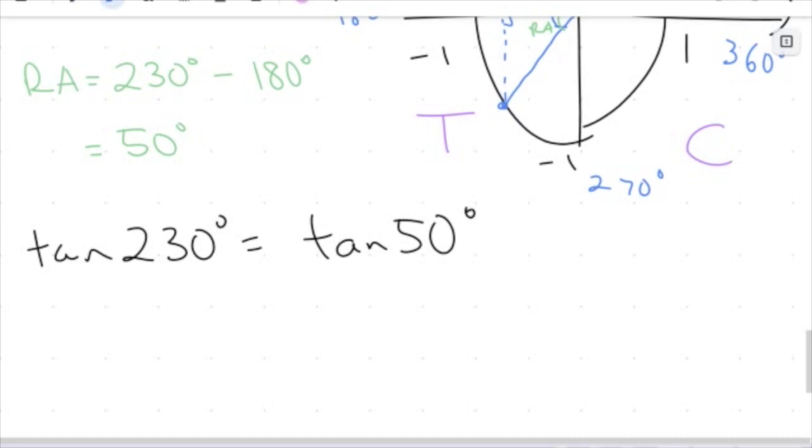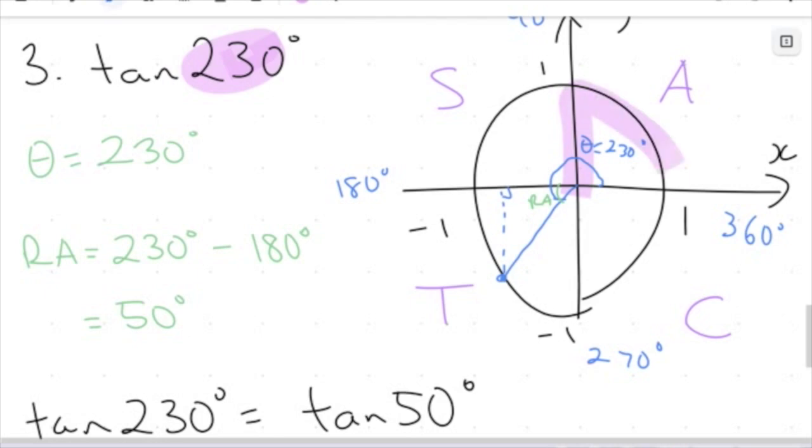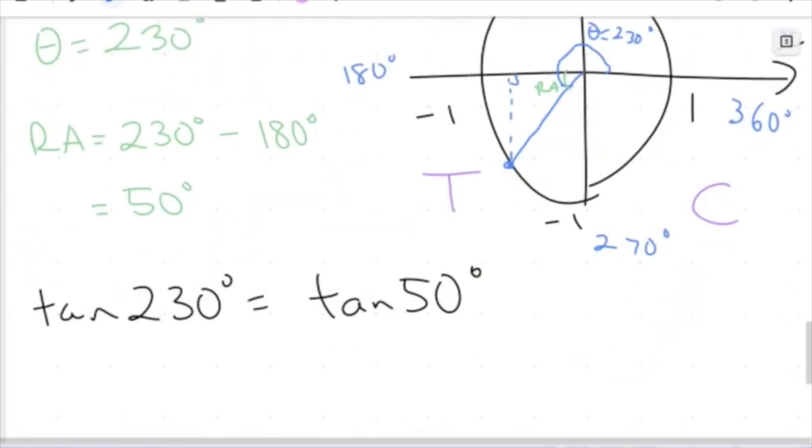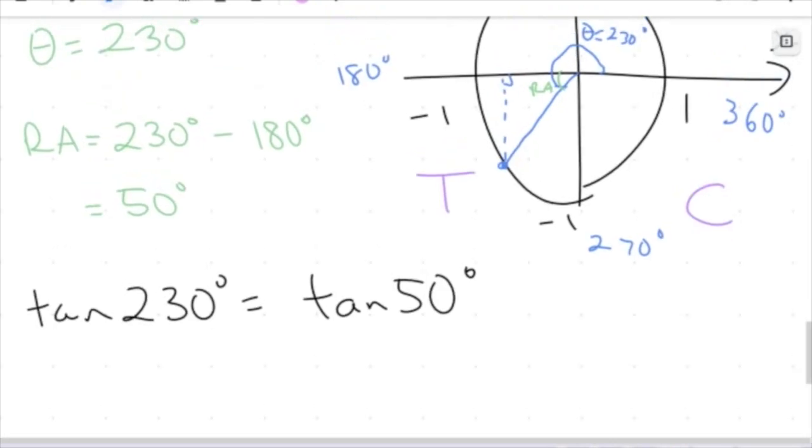But now I'm in the third quadrant, so using this reference angle between 0 and 90 degrees, now I have found what tan of 230 is and how I can relate it back to something in this first quadrant. And tan is going to be positive here because my angle of theta falls in the quadrant in which tan is positive. That brings us to the end of this video.